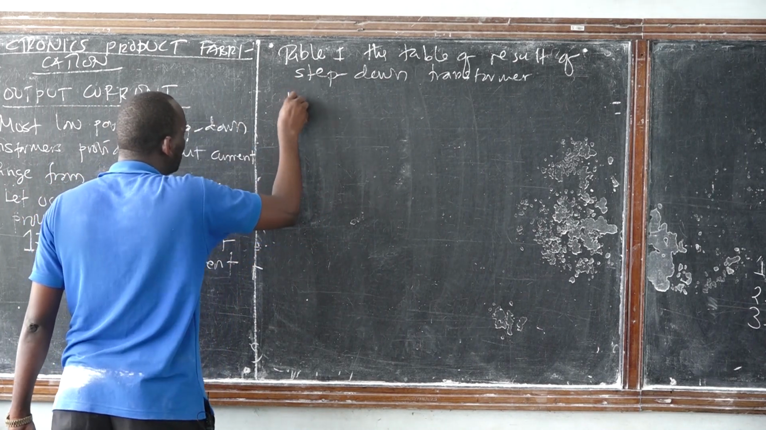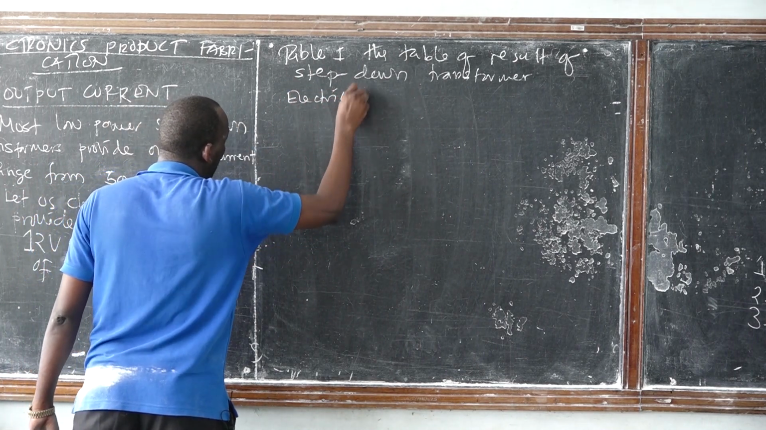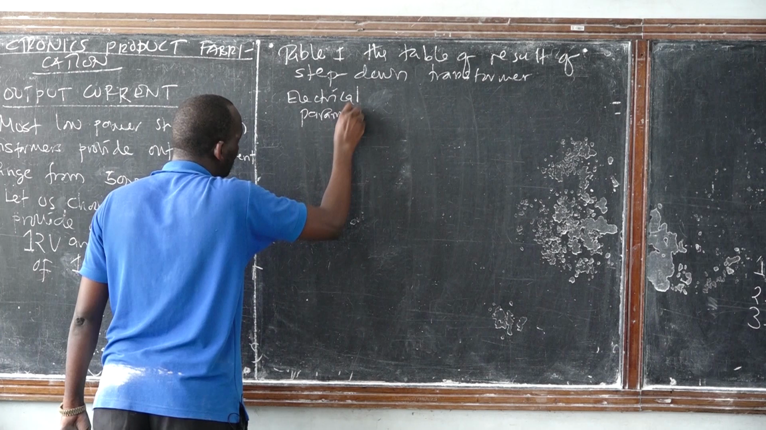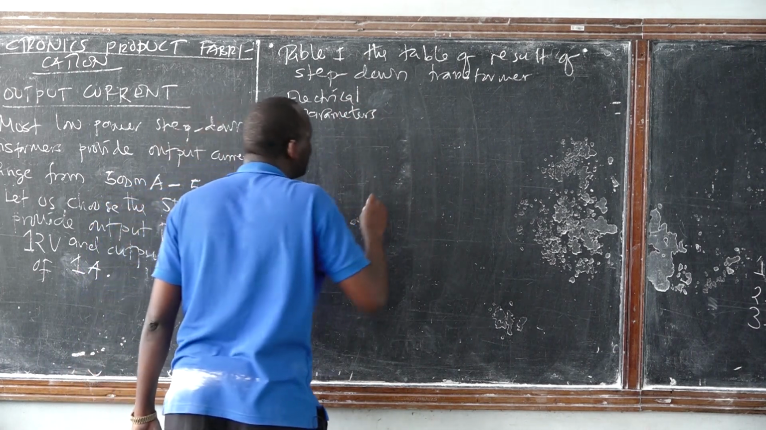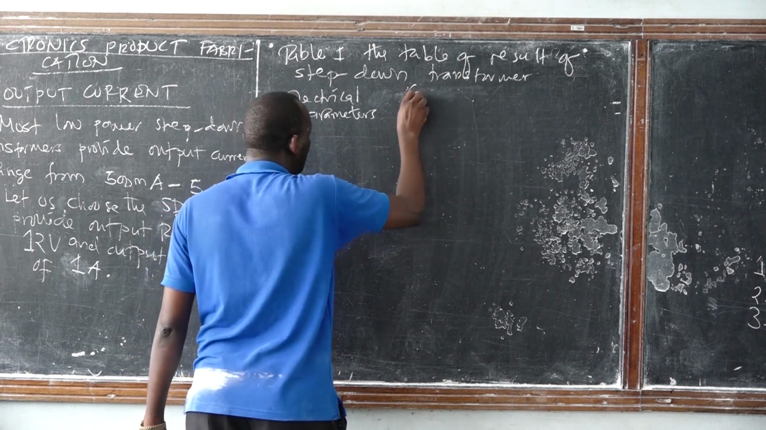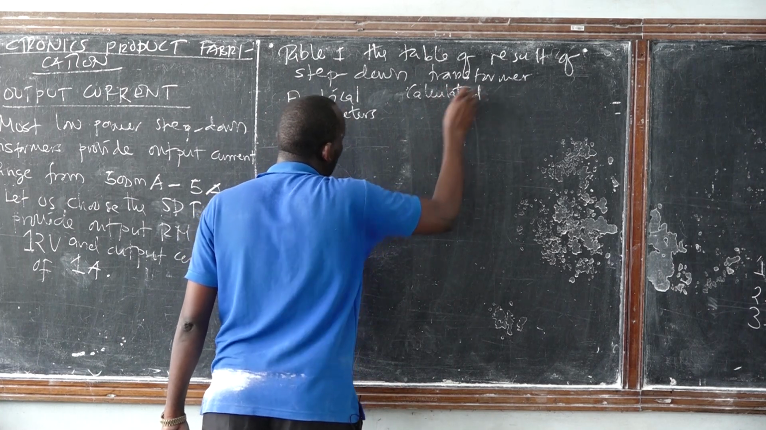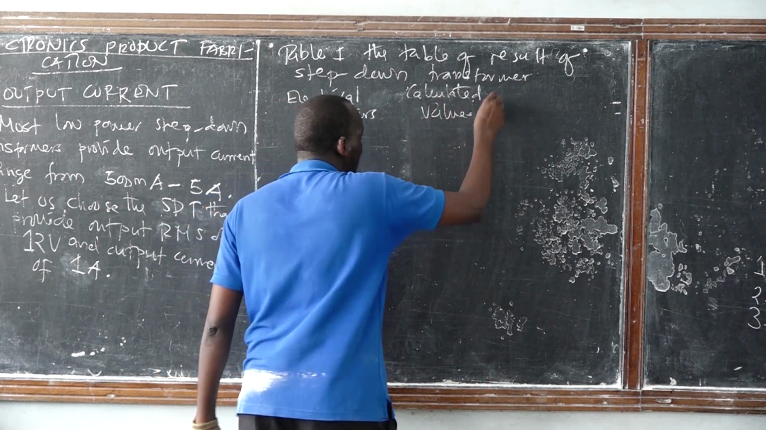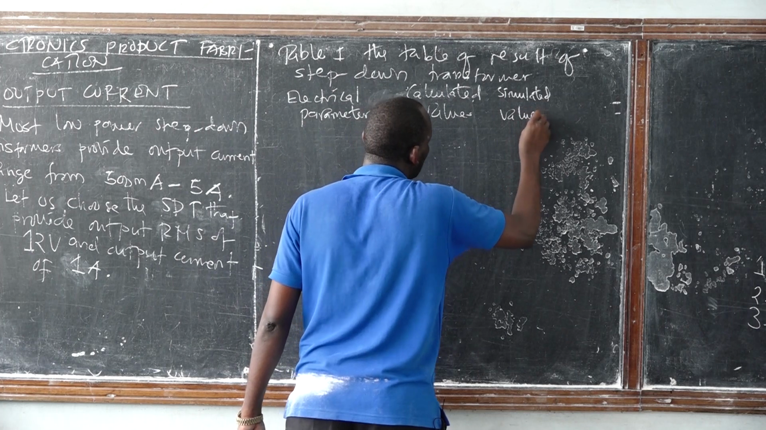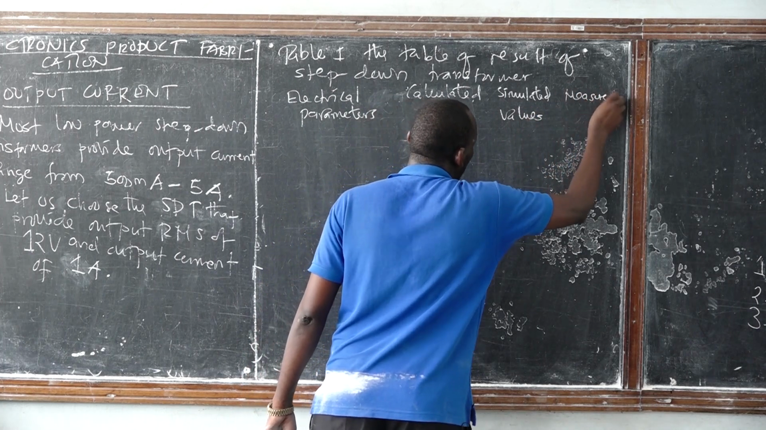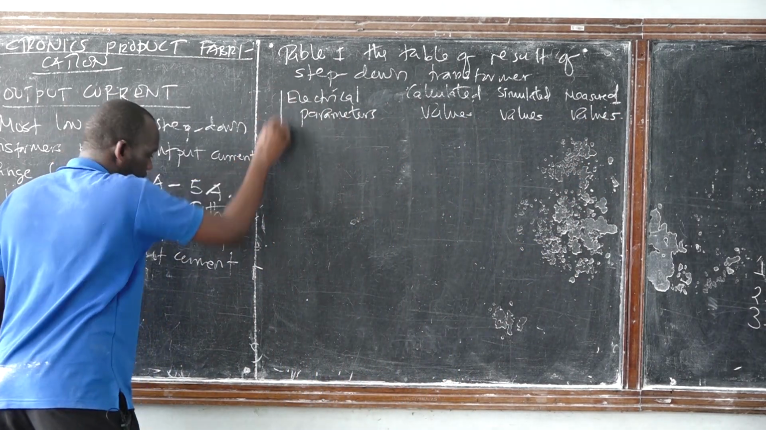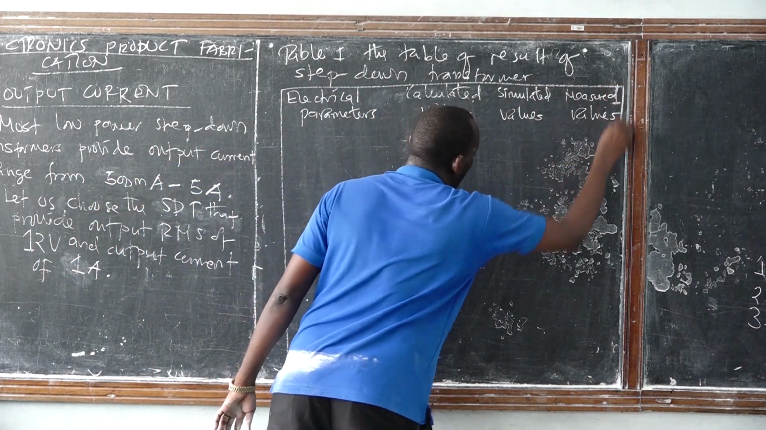So in this table of results, these are our electrical parameters. Remember that I'm adding the values. Here we are going to have the calculated values, which we call theoretical, here we are going to have simulated values, and here we are going to have measured values. So this is the way our table will look.